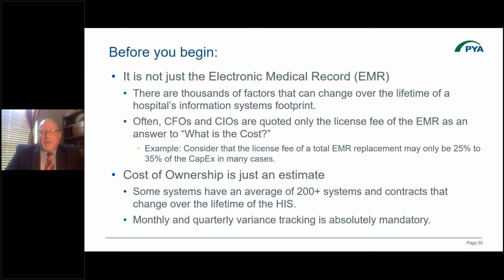You'd be surprised at how many IT contracts exist from a legacy standpoint that still have to be dealt with. As you're going forward, once you have your TCO, completing a monthly, quarterly variance tracking is absolutely mandatory. Otherwise, you've wasted your time. It's going to get off the track. It's going to get out of hand, and you're going to have to repeat this process within a few years.